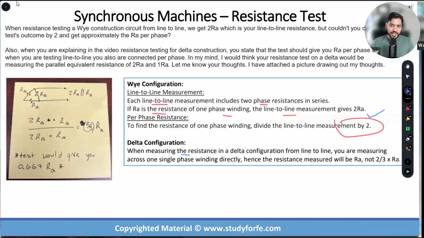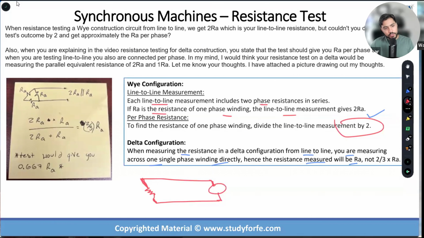When measuring the resistance in a delta from line to line, you are measuring across one single phase winding directly. Hence, the resistance measured will be RA naught 2 by 3. Okay, why is that the case? So you have a delta setup, right? The voltage is being applied directly on one of the phases. Okay, because this is a delta, when we are testing, we are actually physically testing just one phase, because that phase is directly accessible. Okay, does it make sense?